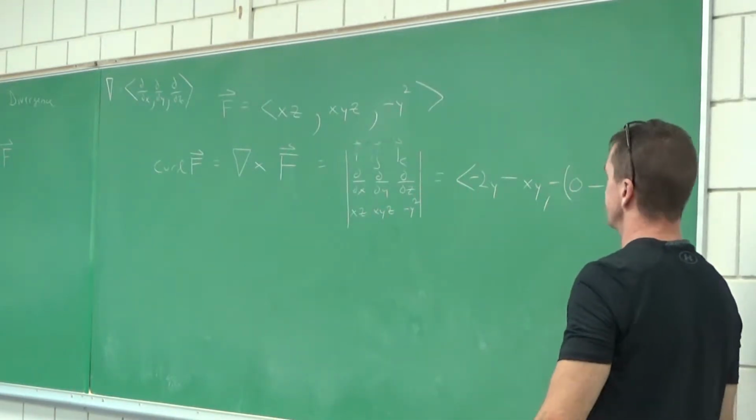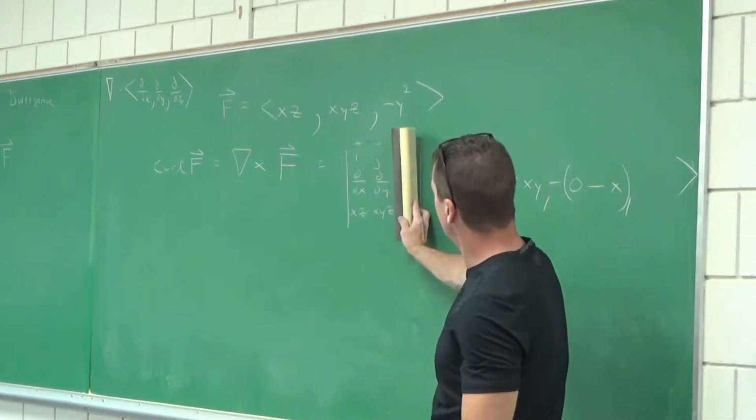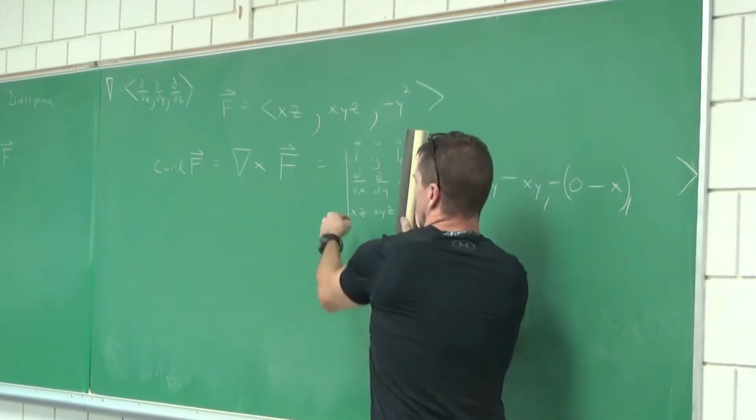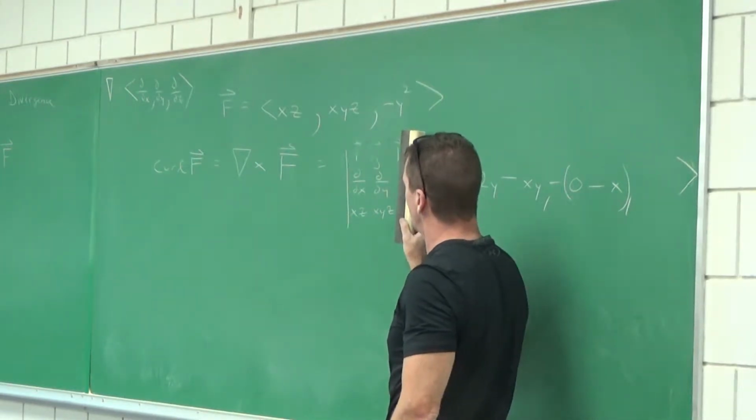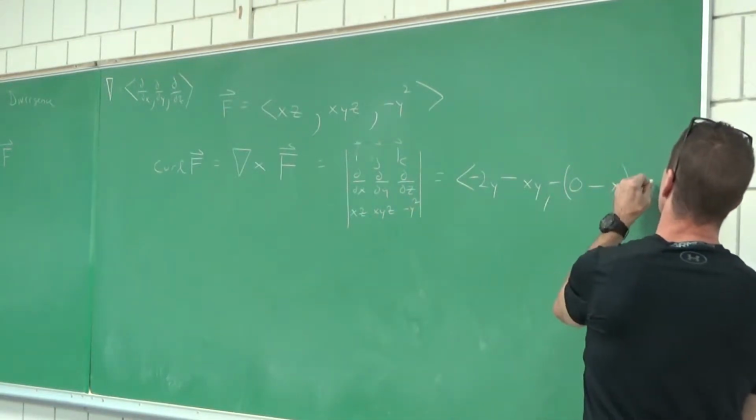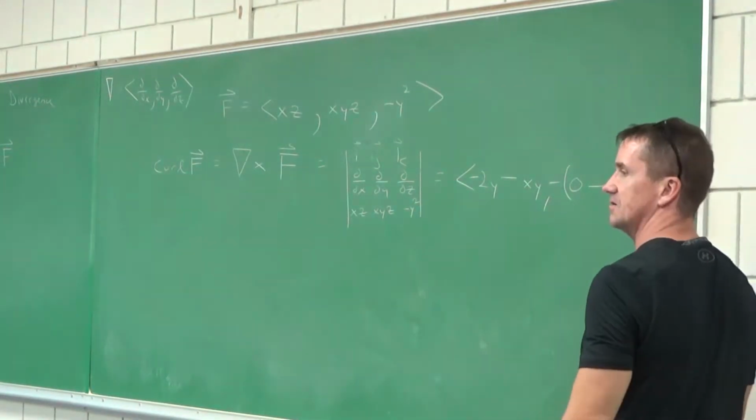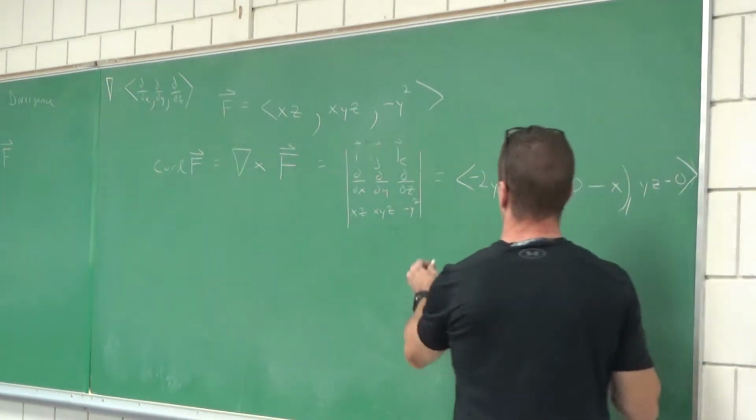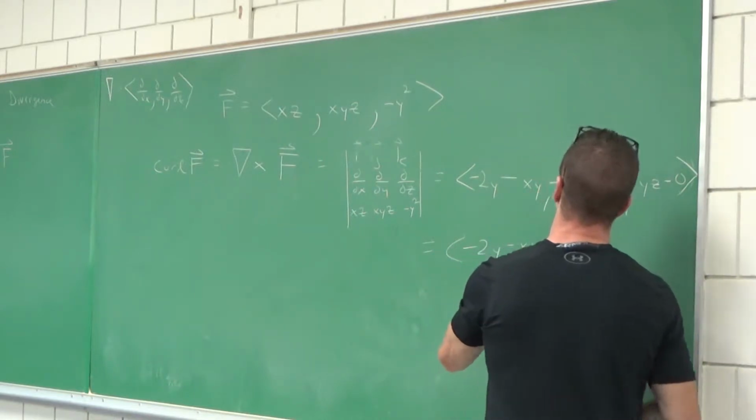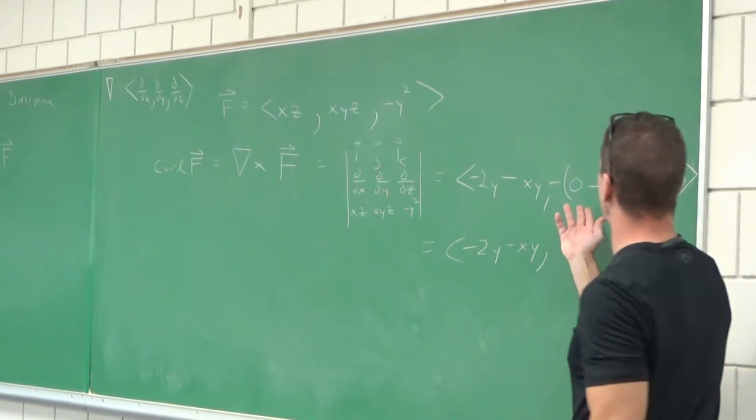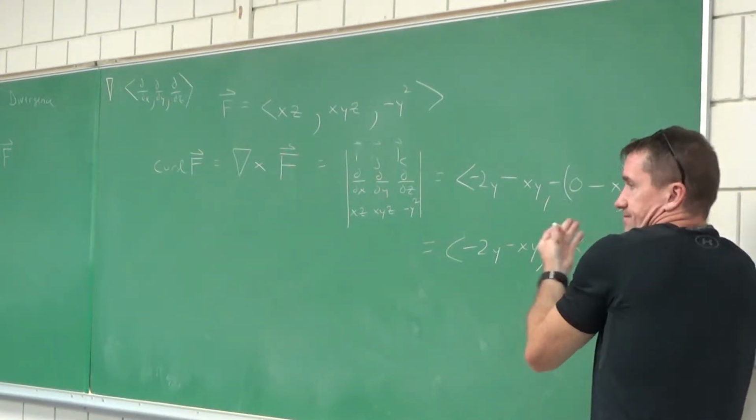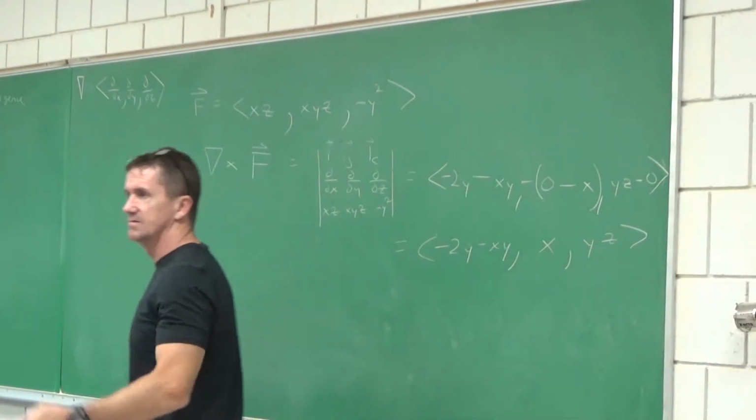And how about the last component? We'll wipe this k column out, get that out of the way. What's the partial of that with respect to x minus the partial derivative of that with respect to y? yz. yz minus 0. I like it. You just found the curl of vector field F. I guess I could simplify it a little bit. Negative 2y minus xy, x, right? Isn't that just x? And then yz. That's just the curl.